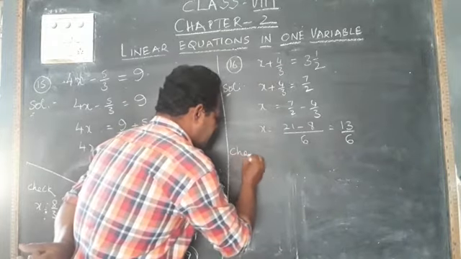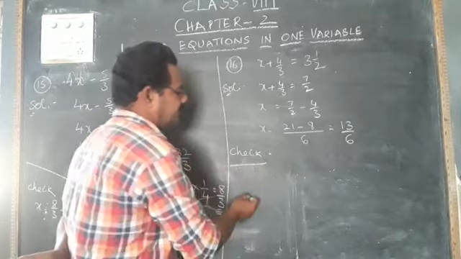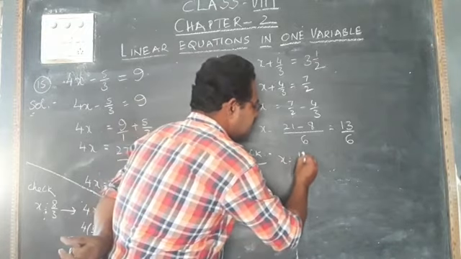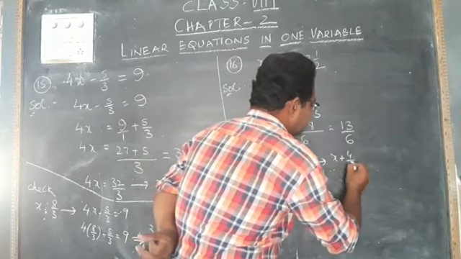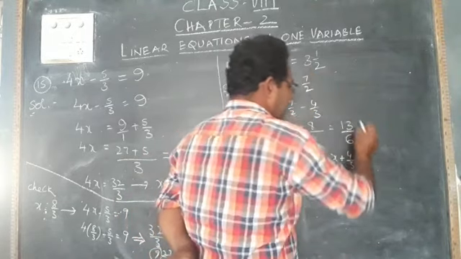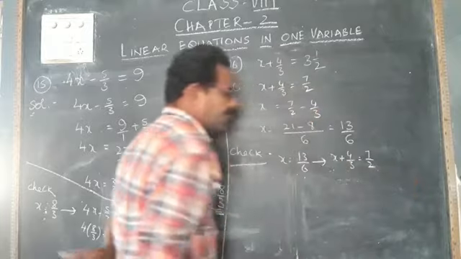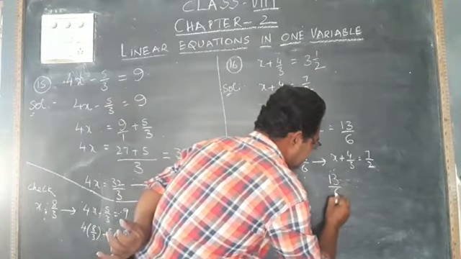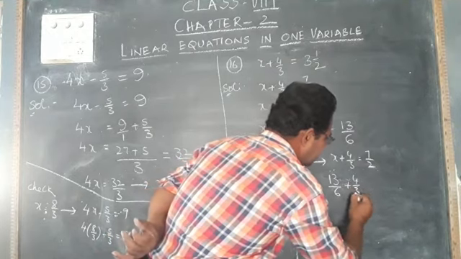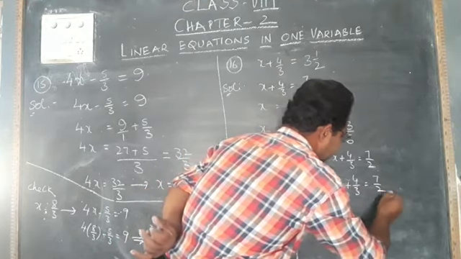So now we have to check. Substitute x is equal to 13 by 6 in the given equation x plus 4 by 3 is equal to 3 and 1 by 2, which is nothing but 7 by 2. So 13 by 6 plus 4 by 3 is equal to 7 by 2.